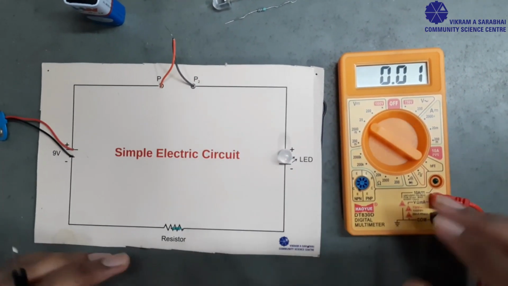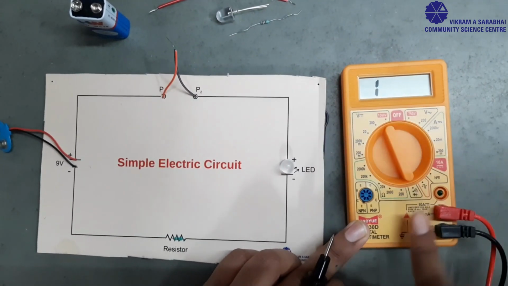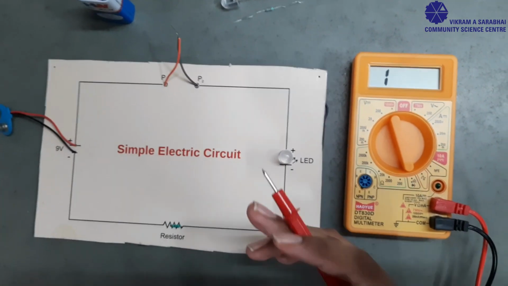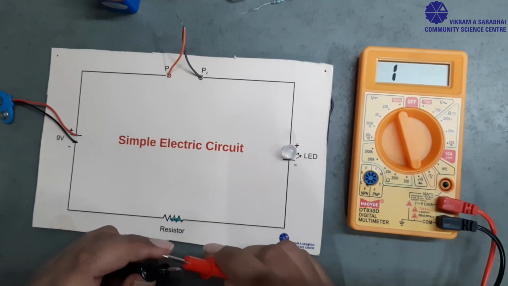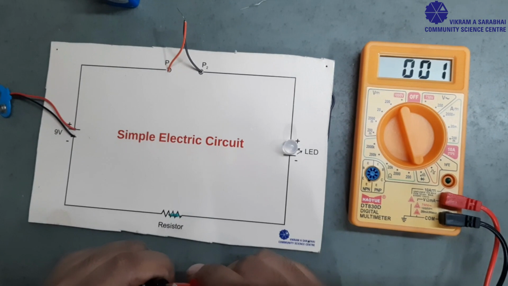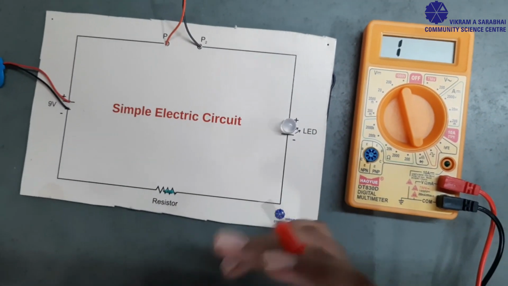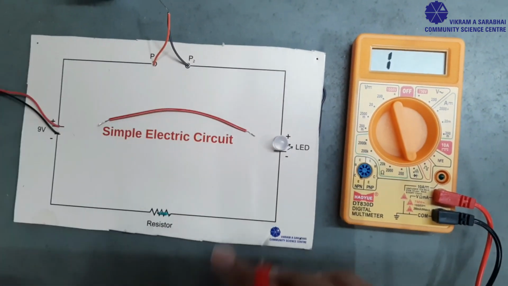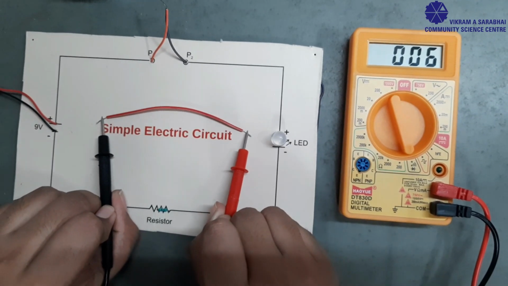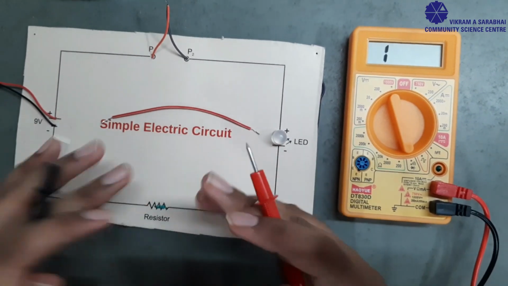Next we will talk about continuity. To check continuity, first I have to put my selector in the continuity range. After that, suppose I want to check the continuity between any two points. First I will attach these two ends, and you can hear the buzzer sound. Now if I want to check the continuity of this wire, I connect at the ends, and you can hear the buzzer sound. So this is the continuity.